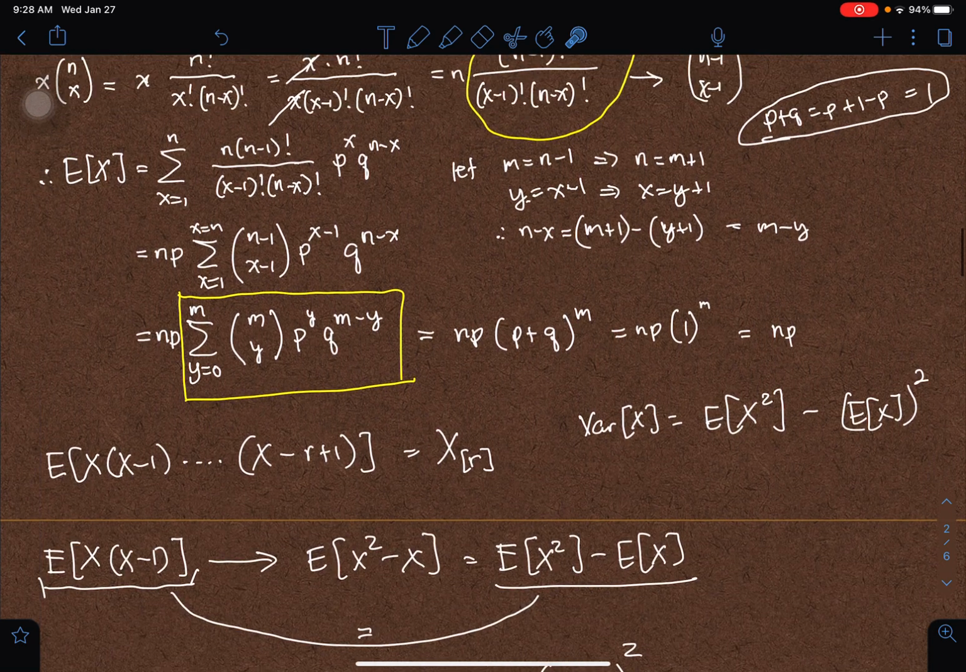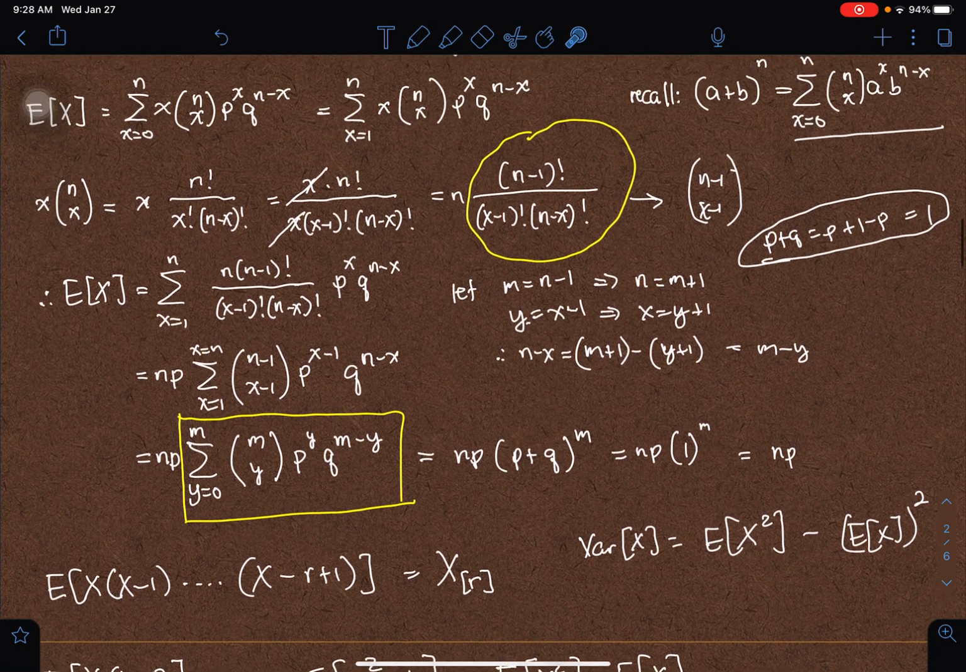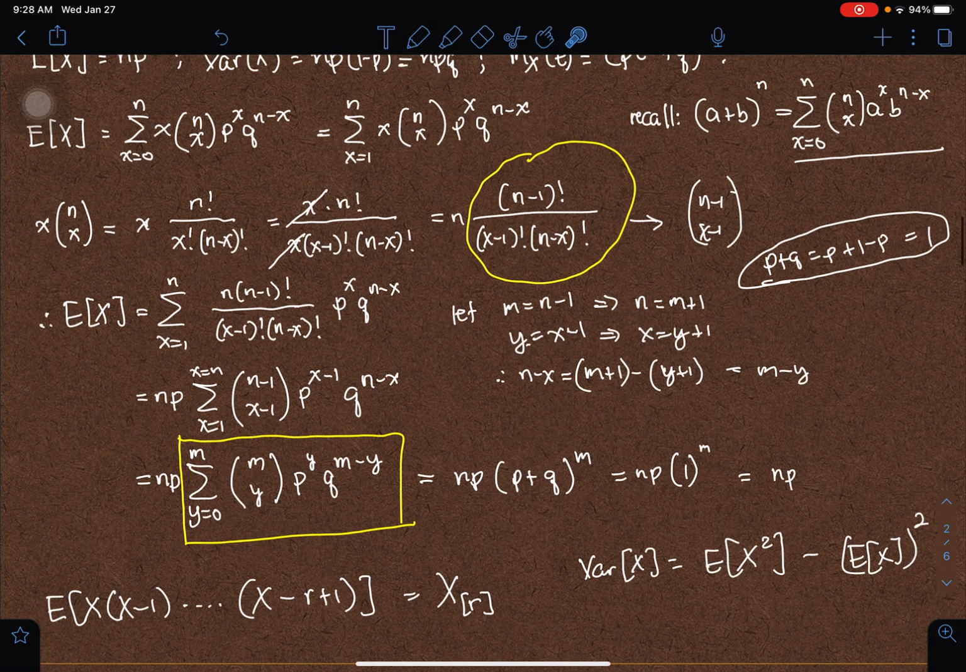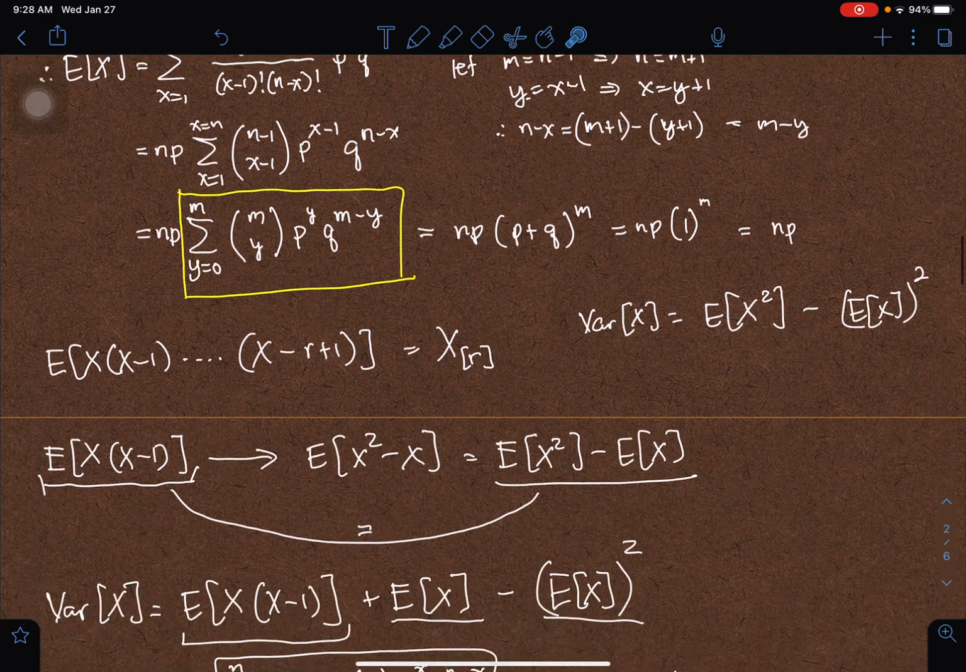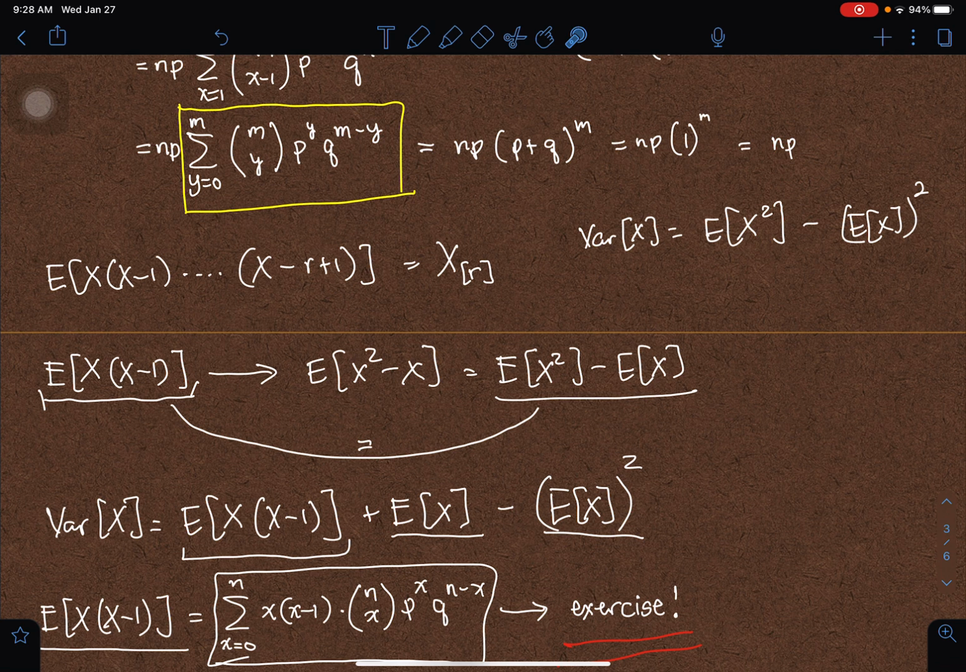For the variance, okay, we are used to using the expected value of x squared. But for the binomial distribution, we will be using the expected value of x times x minus 1. Now, if we're going to distribute x here, we will have the expected value of x squared minus x. And since the expectation operator is linear, this expectation is equal to E[x squared] minus E[x].